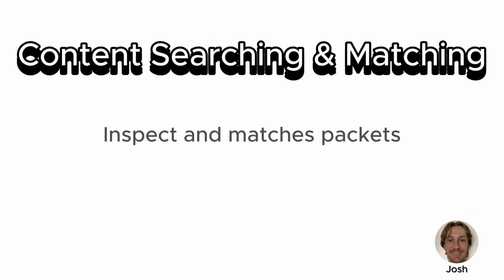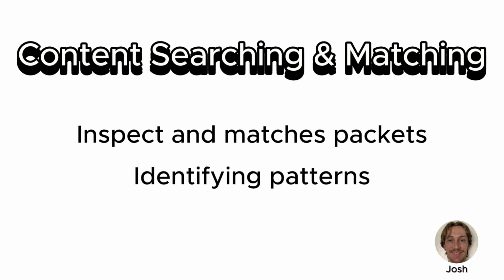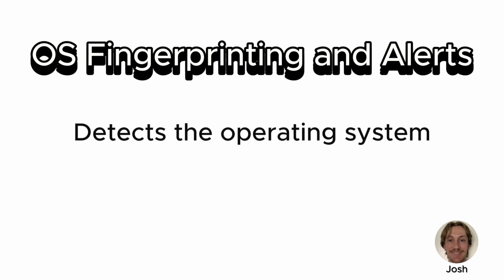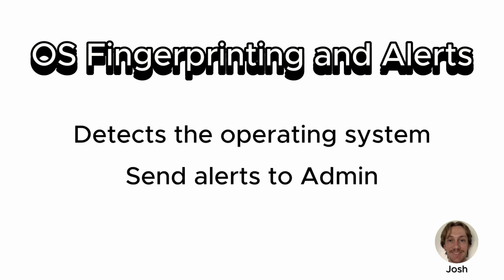Snort can inspect and match packets based on various criteria like IP addresses, port numbers, or protocols, providing content searching and matching capabilities. This makes Snort highly efficient at identifying specific patterns in traffic. Snort even has OS fingerprinting, detecting the operating systems of hosts on the network using TCP/IP stacks. And when a rule is triggered, alerts are sent out to notify admins of potential threats.